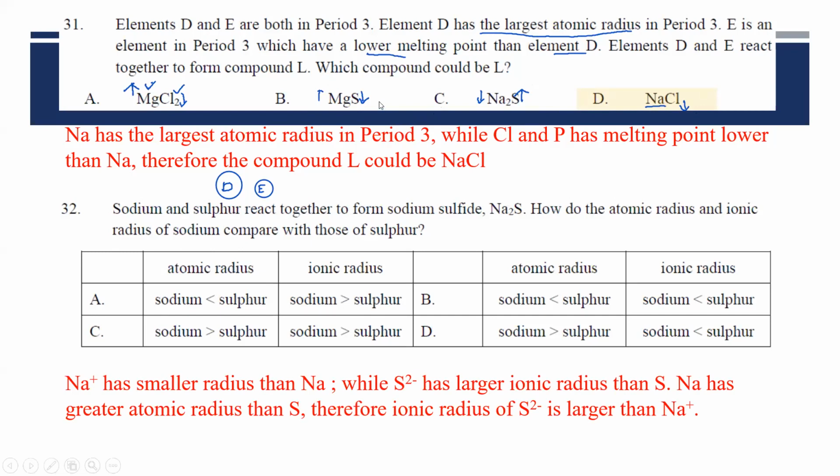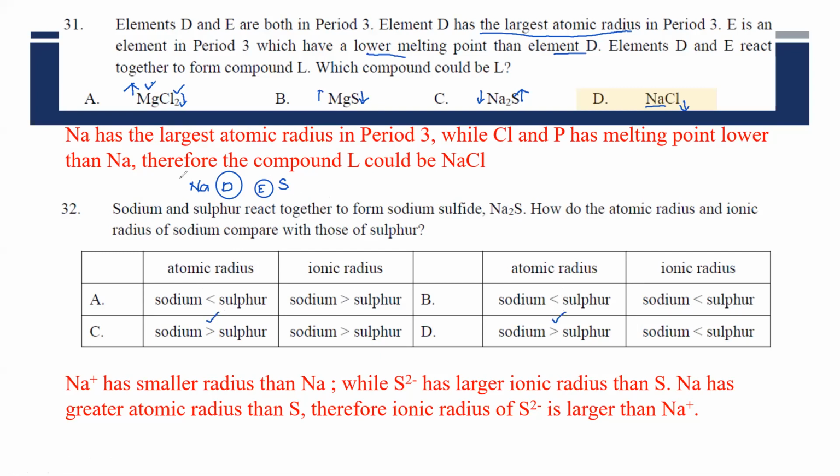So 32: sodium and sulfur react together to form sodium sulfide. How do the atomic radius and the ionic radius of sodium compare to those of sulfur? Similar to this diagram, if this is sodium, this is sulfur. Sodium has a larger atomic radius than sulfur. So this one is correct, this one is also correct.